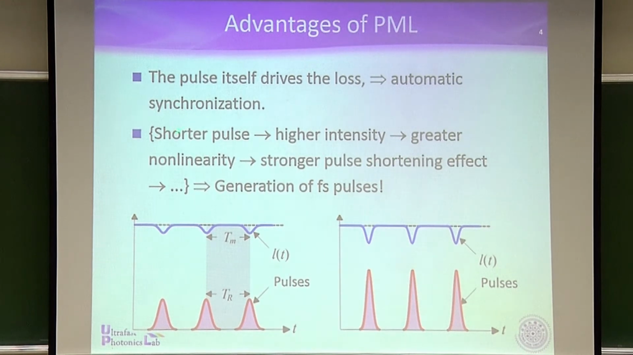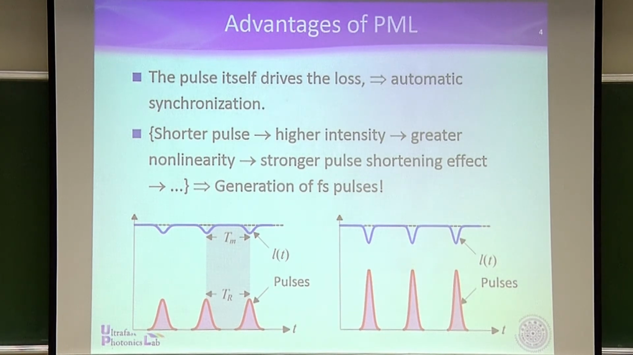Then you can go back to the initial point. You get an even shorter pulse, even higher intensity, even greater nonlinearity, then an even stronger pulse shortening effect. So you have a positive feedback loop. The effect intensifies itself from one round trip to another. Then it's highly possible you can generate extremely short femtosecond pulses.